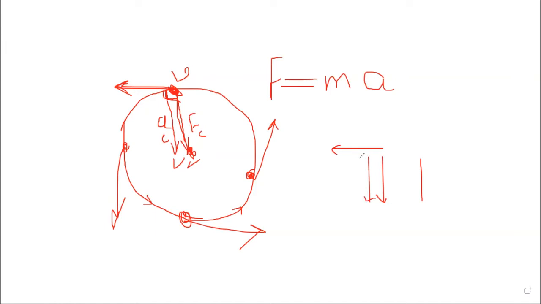At any point on the circular path, the direction of centripetal force and the centripetal acceleration act toward the center of this circle, and the direction of velocity, like this vector, is perpendicular to each one of these two vectors.